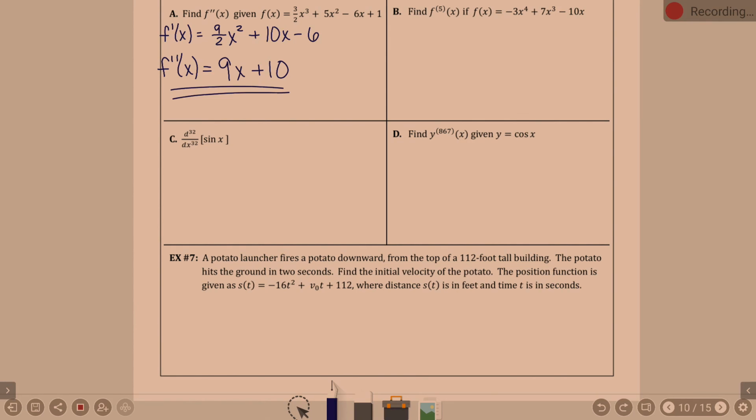Now, jumping down. Well, where am I at? Okay, we can make this happen. Fifth derivative. There's no fractions here, you'll survive. So, first derivative.